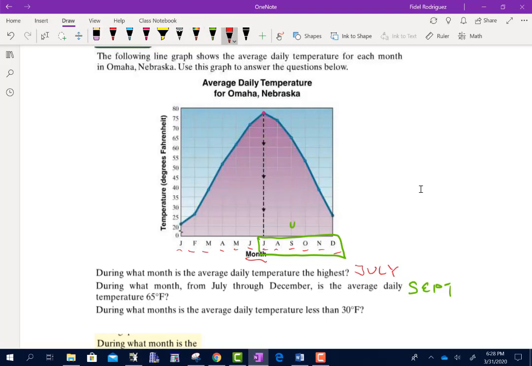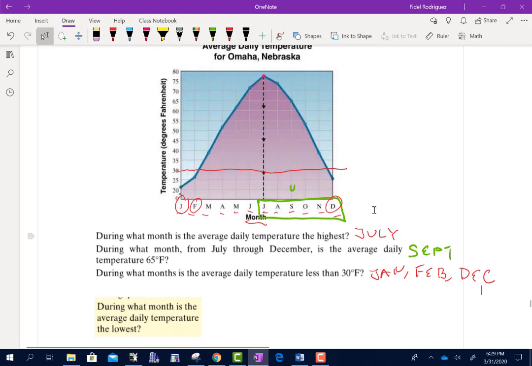Okay. During what months is the average daily temperature less than 30 degrees? Okay, less than 30 degrees would be anything below that bar. So I would say January and February for sure, and December. So January, February, and December, right? Okay, I'll scroll a little more. When is the temperature the lowest? So the lowest looks like it's going to be January, right?